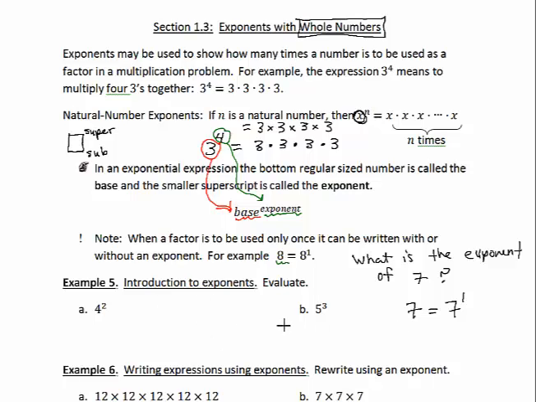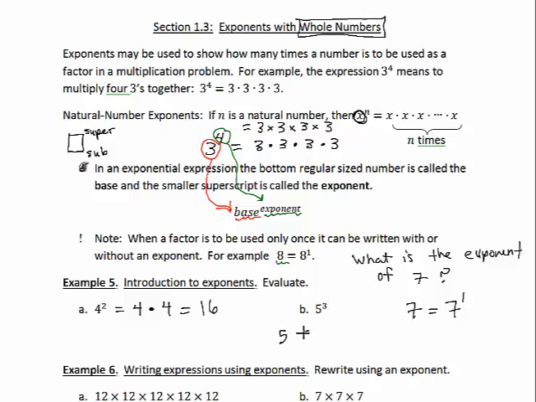So example 5 wants us to evaluate some expressions that have exponents. So 4 is the base, 2 is the exponent. This means that we have two 4's, and they're multiplied. So 4 dot 4. 4 times 4. That's 16.